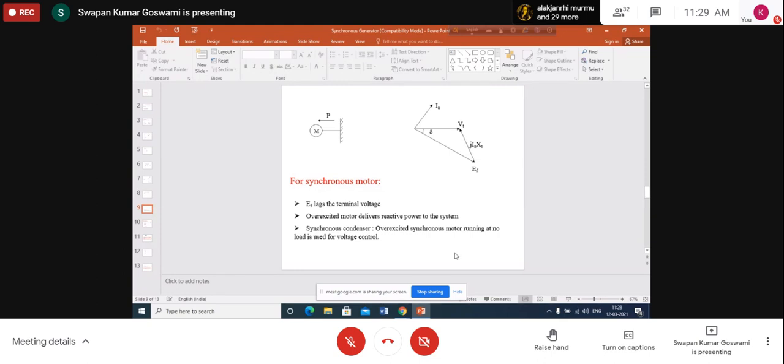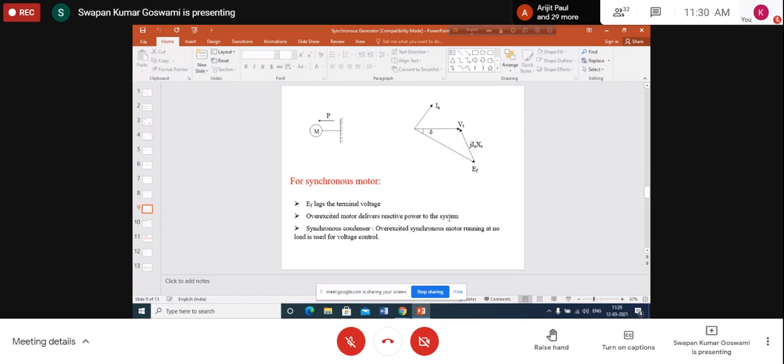If we operate the motor in this way, then EF obviously will be like the voltage, because this is a motor. An overexcited motor will be delivering reactive power. What is a synchronous condenser? An overexcited synchronous motor running at no load is used for voltage control, particularly when reactive power supply is necessary. This is how the motor may be operated.